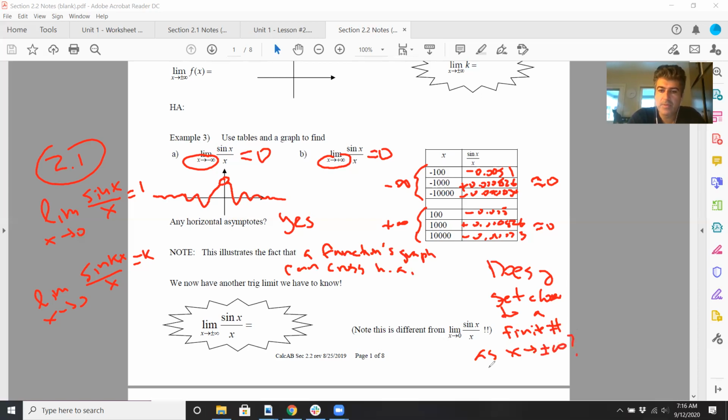And if yes, you have a horizontal asymptote. So that's the other thing in the starburst here. We have another limit we can work with now. But it is different than this one, right? Just keep that in mind. So try to always think about these graphically or numerically if you can. Okay.